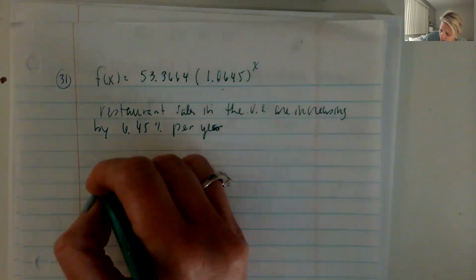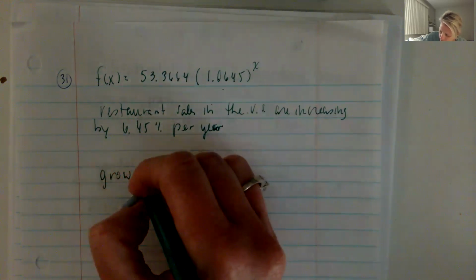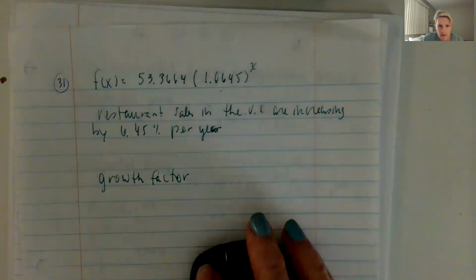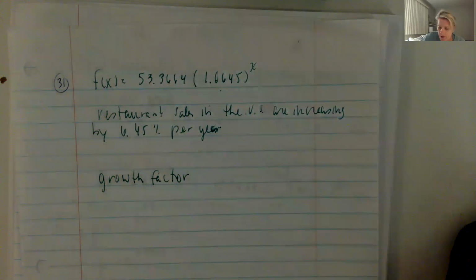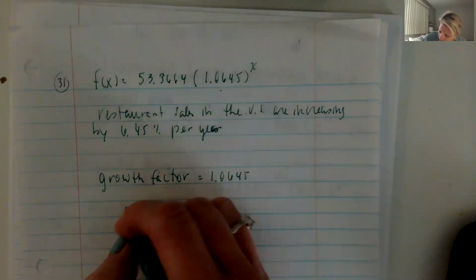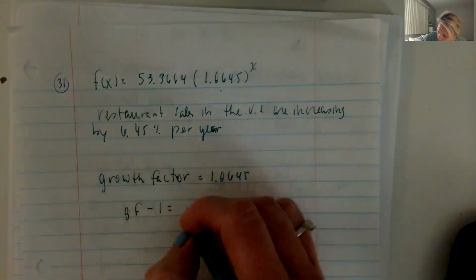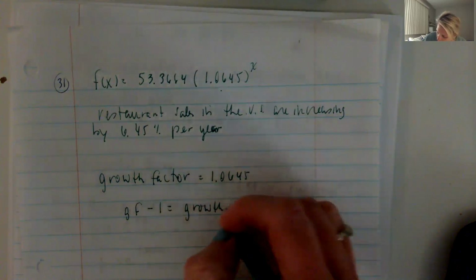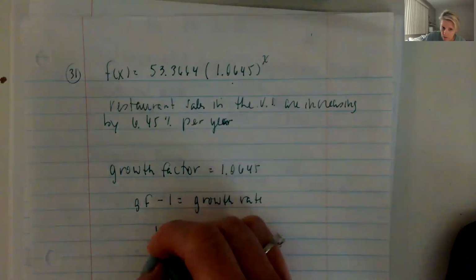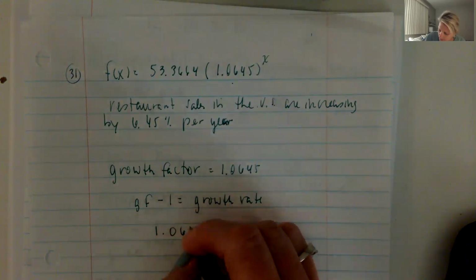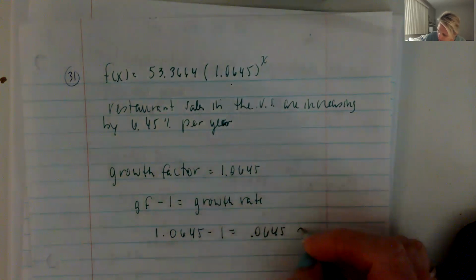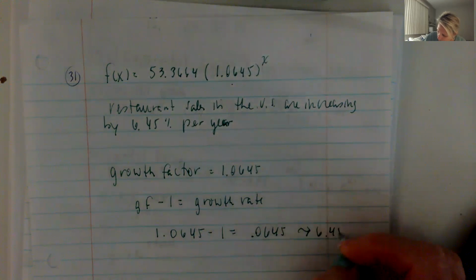So let's just write our growth factor, kind of an overall thing that we learned hopefully in this chapter. Our growth factor is the base on your exponent. So that is our 1.0645. And if you take your growth factor and subtract 1, you get your growth rate. So 1.0645 minus 1 is 0.0645, which is a 6.45% increase.